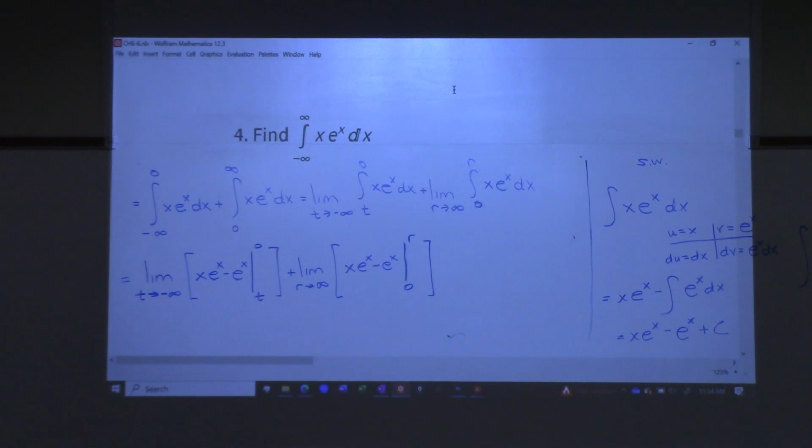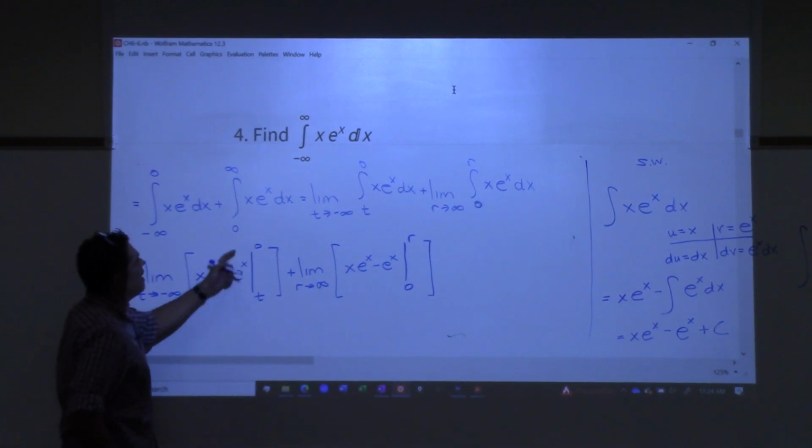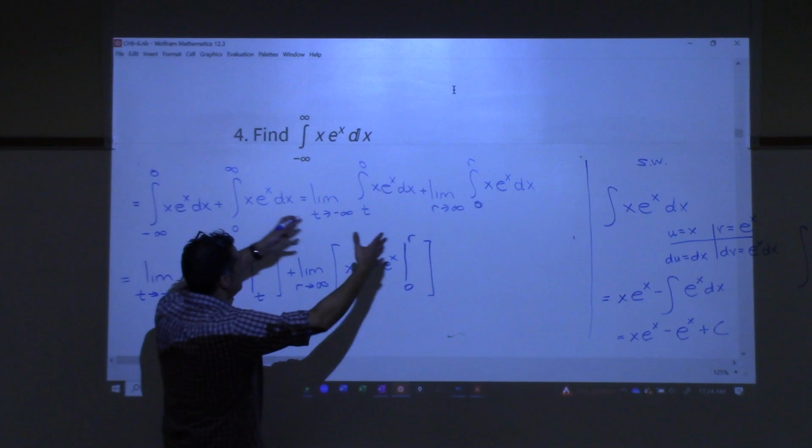Just to clarify, when you're substituting the t and the r and all that, how are you deciding where the number, say, 0 in this case, goes, like if it goes on top or on the bottom? Well, that's what I'm saying. Think of a number line.